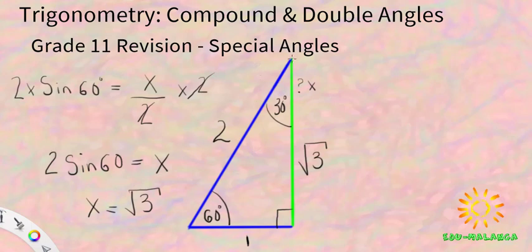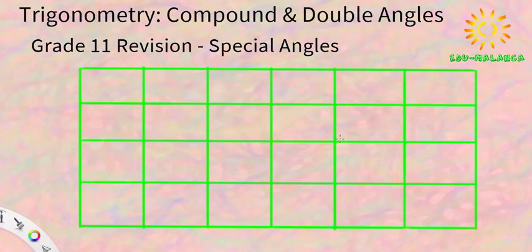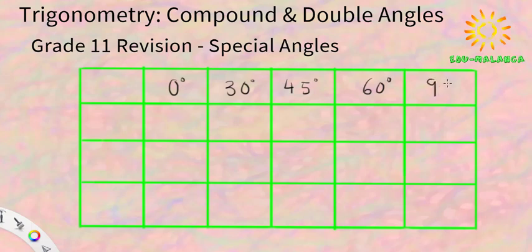There's another way though in which we can remember the special angles, and I'm going to show you. This is how I understand them, because I remember patterns more. So if you memorize using patterns, this is going to be great for you. First, we write them down in the table. We have 0 degrees, 30 degrees, 45 degrees, 60 degrees, and the last special angle, 90 degrees.